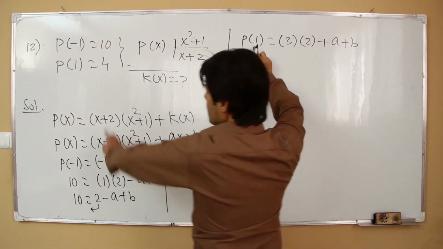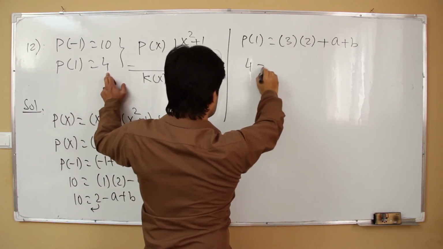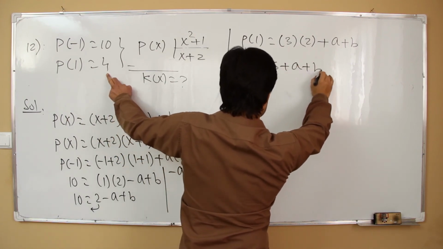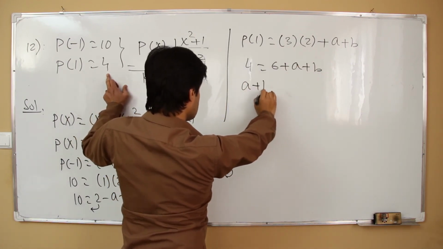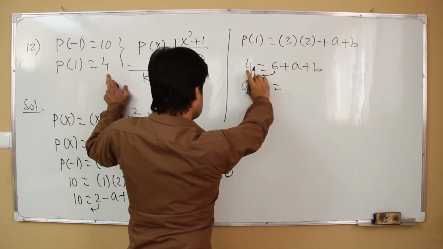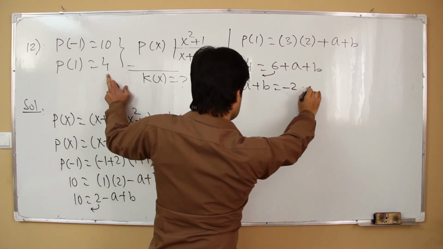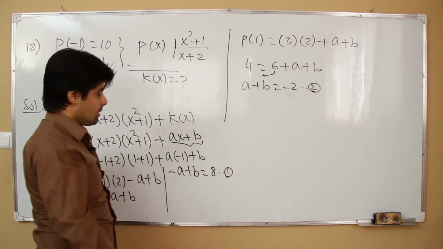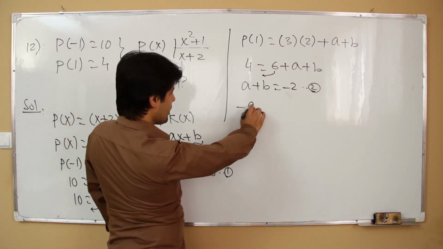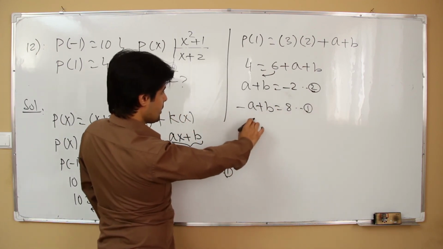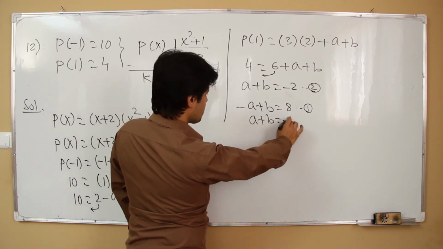What is P of 1? The value of P of 1 is 4. 3 times 2, 6 plus a plus b. So you will have a plus b is equal 6. Put it in the left side. So it would be minus 2. This is the second equation. The first equation is minus a plus b is equal to 8. The second equation, a plus b, is minus 2.